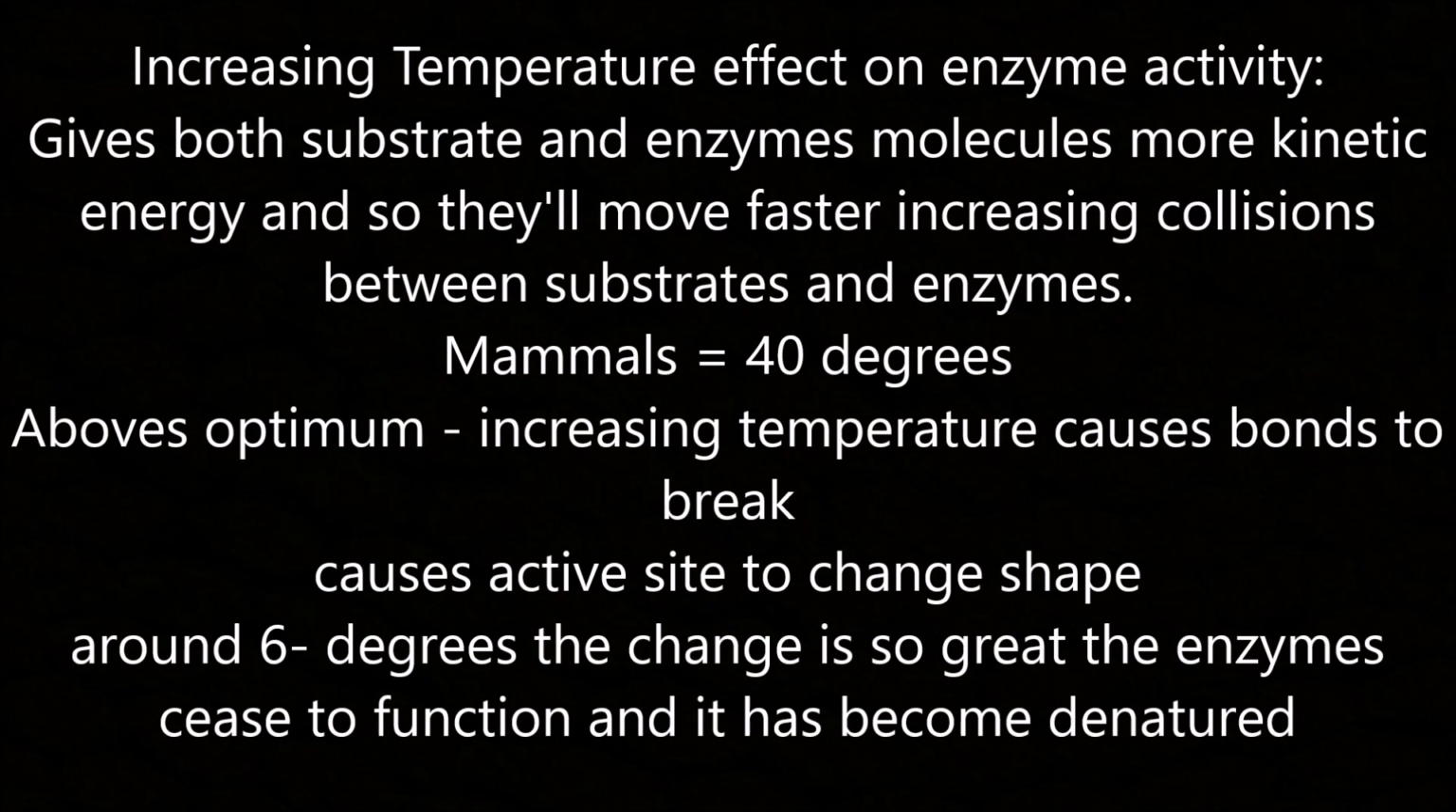If you increase the temperature, this gives both the substrate and the enzyme molecules more kinetic energy, and so they'll move faster, increasing collisions between substrate and enzymes. In mammals the optimum is around 40 degrees, and above the optimum it causes the bonds to break and causes the active site to change shape. At around 60 degrees, the change is so great that the enzymes cease to function and become denatured.